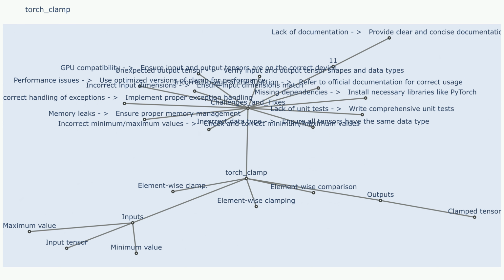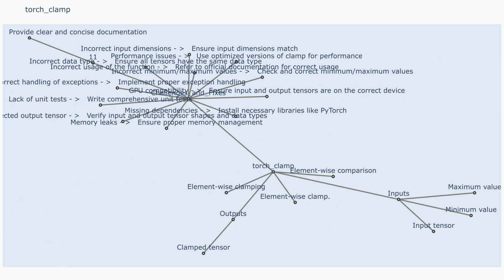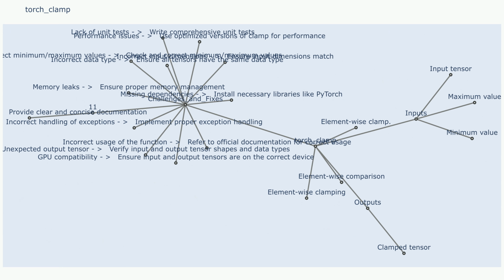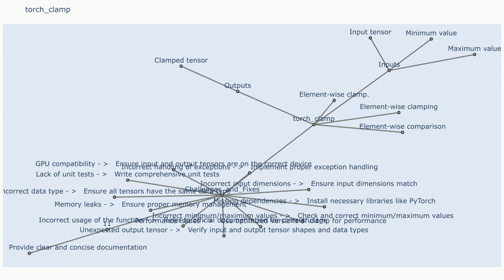Challenge 3: input tensor has a dimension that is not supported by the function. Sample use case that resulted in challenge 3: calling torch.clamp on a tensor with more than 4 dimensions. Fixes to challenge 3: ensure the input tensor has a supported number of dimensions.